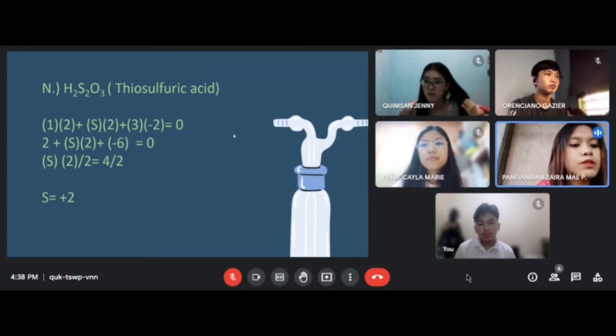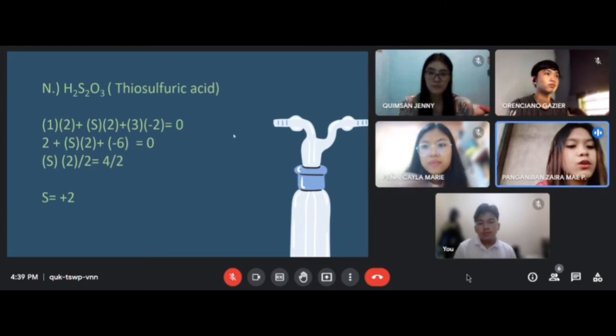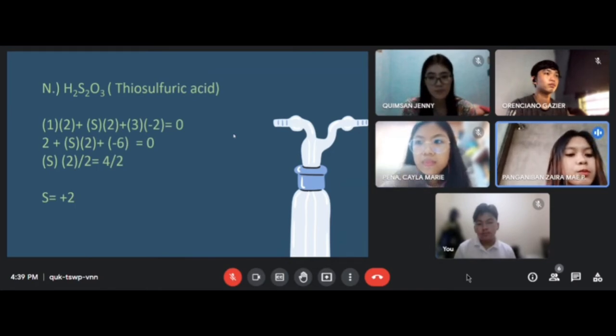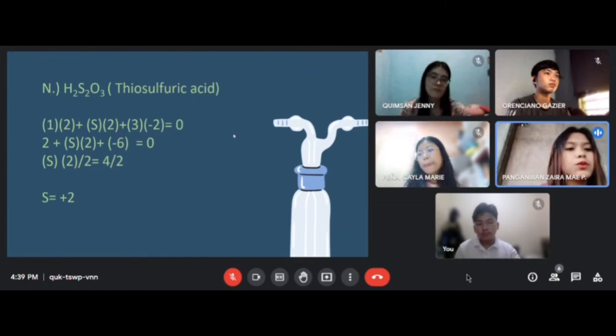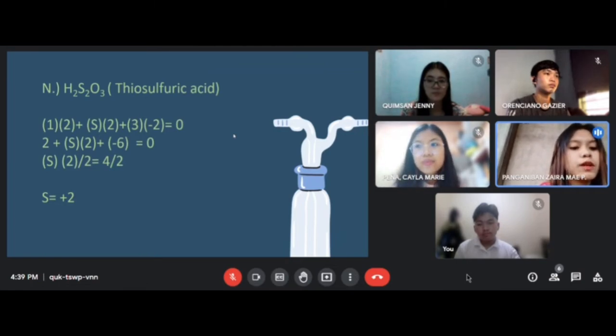So 2 times hydrogen plus 2 times sulfur plus 3 times oxygen is equals to 0. So, 2 times 1 plus 2 times sulfur plus 3 times negative 2 equals 0. 2 plus 2 times sulfur plus negative 6 is equal to 0. Then, 2 times sulfur plus negative 4 is equal to 0. Then, transpose, magiging positive 4.